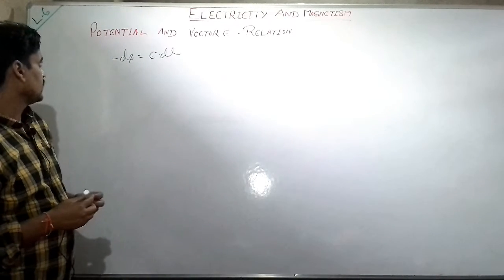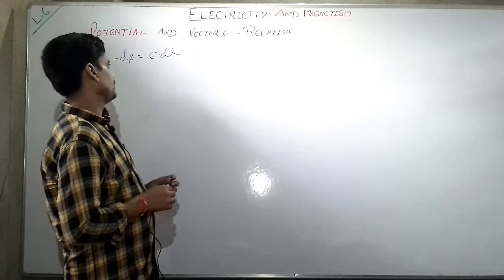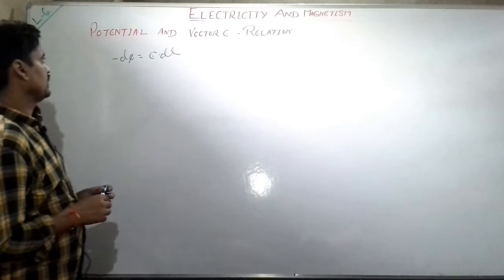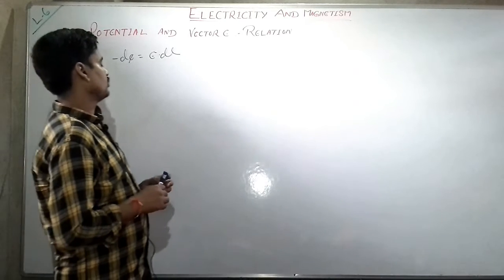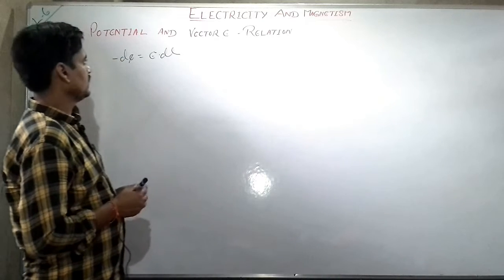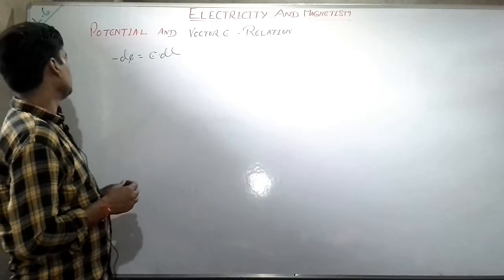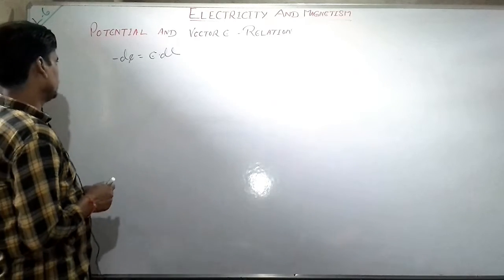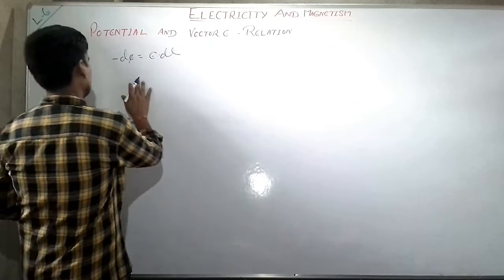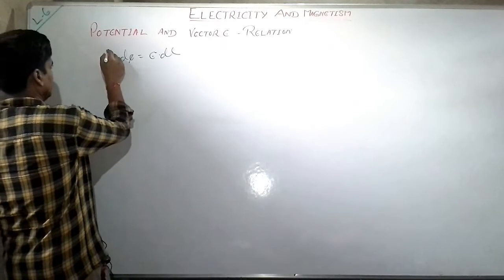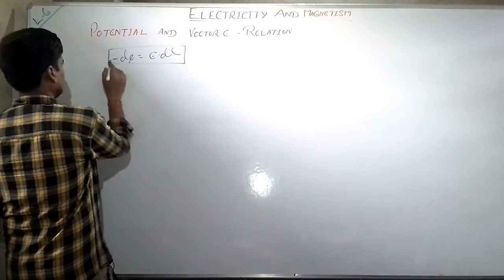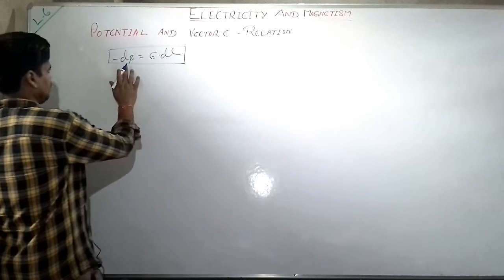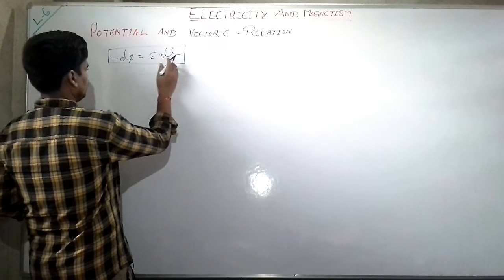And in this lecture, I am going to establish the connection between potential and the vector field, electric field E. What is the relation between potential and vector E? So, in the last lecture, we have seen that minus d phi, the change in the potential, is equal to E dot dl.